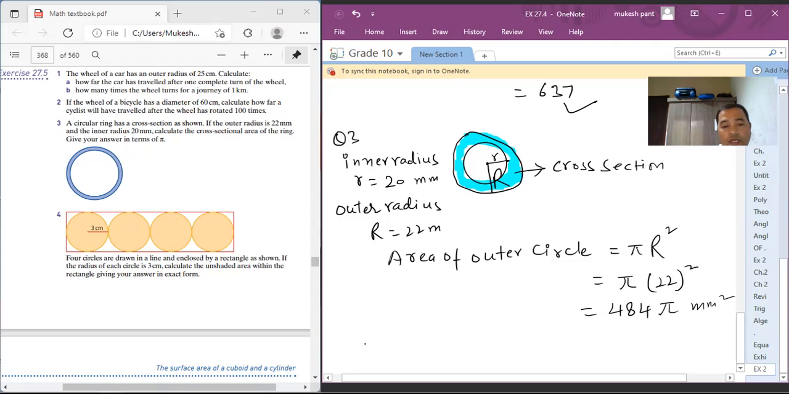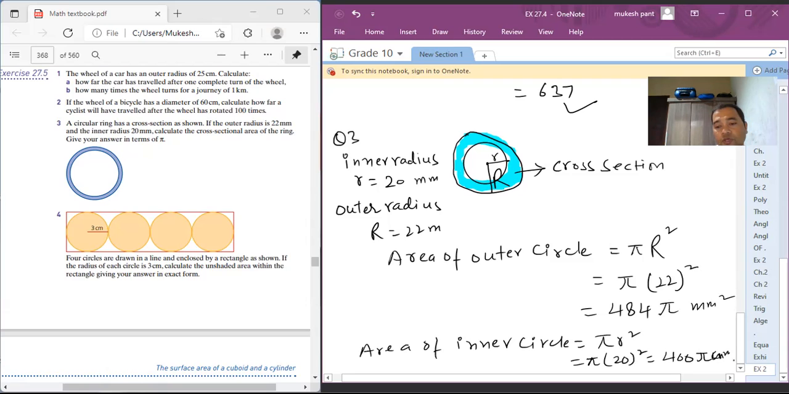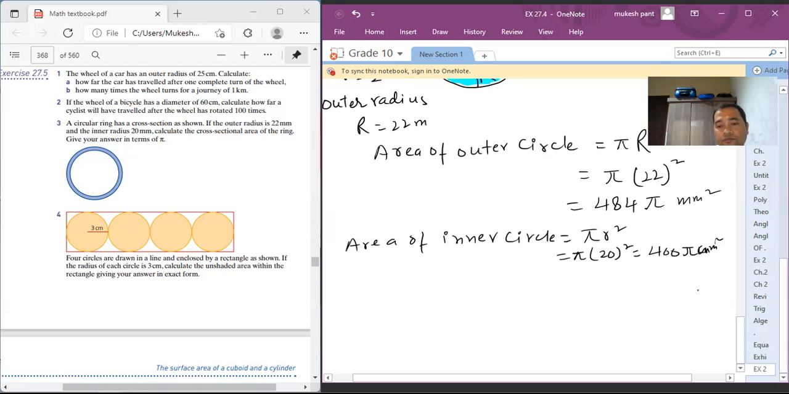Area of inner circle, that is pi small r square, and this is 20. So the square of 20 is 400. 400 pi, in mm square, not centimeter. This is mm, so don't get confused.